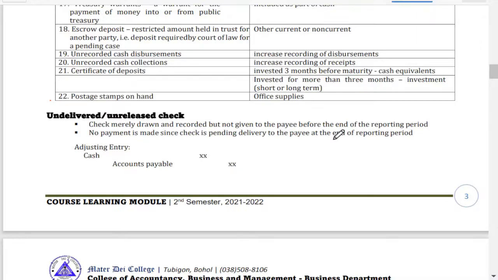But at the end of the year, it was found out that the check was not delivered to your payee. So, hindi tayo nakapagbayad. So, if hindi tayo nakapagbayad, our money related to that payment still belongs to us. That's why the adjusting entry is debit to cash para ibalik ang money per record kasi hindi naman nabawasan yung money natin sa bangko. So debit cash and then credit accounts payable, which means that we re-established the liability. Binalik natin uli yung liability kasi nga hindi pa tayo nakapagbayad.